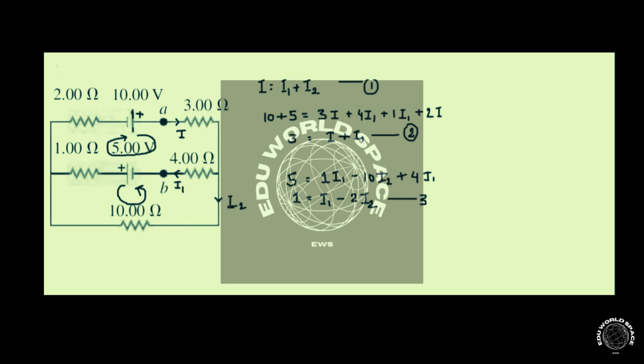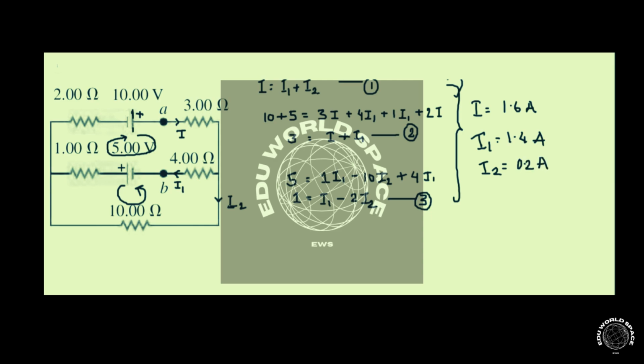Now we have three variables, I, I1, I2, and three equations independent of each other. So you just have to solve these three equations, 1, 2 and 3, to get I, the current flowing on the top, which is 1.6 amperes. Similarly, I1, the current flowing in the middle wire, is 1.4 amperes, and I2, the current flowing on the bottom wire, is 0.2 amperes.